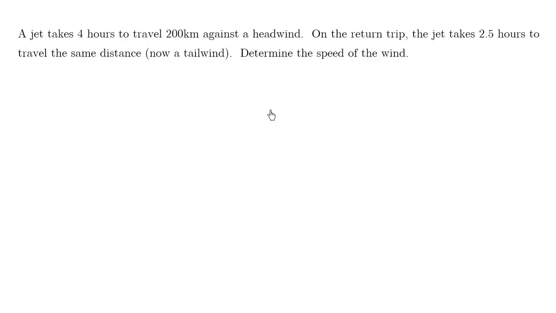Let's try a classic systems of equations question involving wind resistance as well. This could be a water resistance current type question. A jet takes 4 hours to travel 200 kilometers against the headwind. On the return trip, the jet takes 2.5 hours to travel the same distance, now with a tailwind. Determine the speed of the wind.